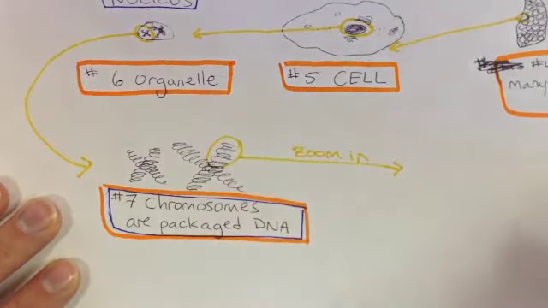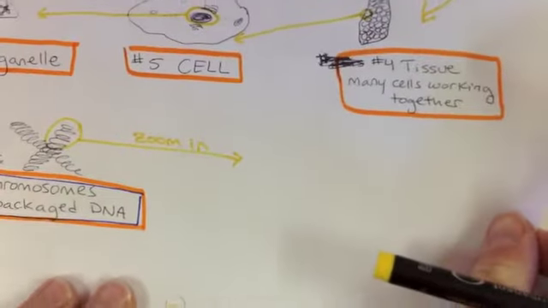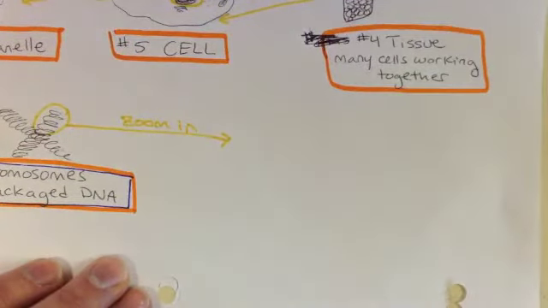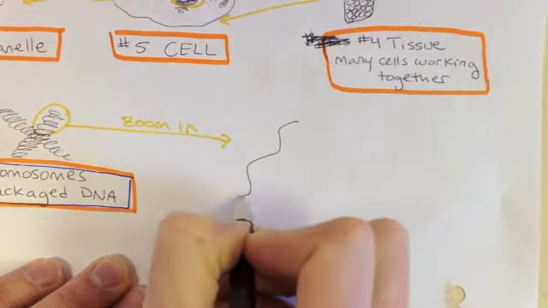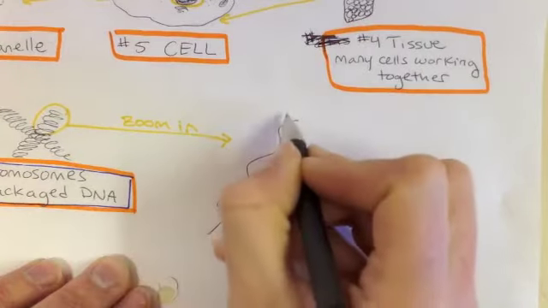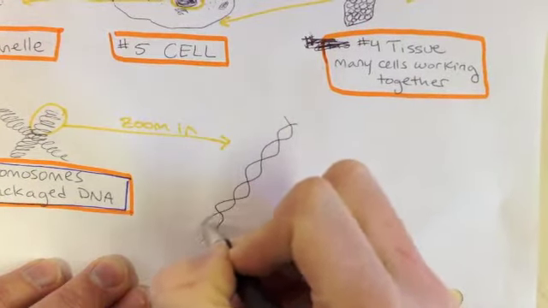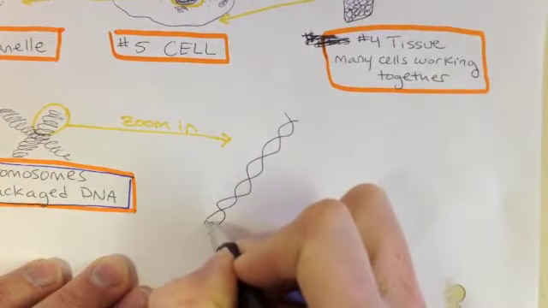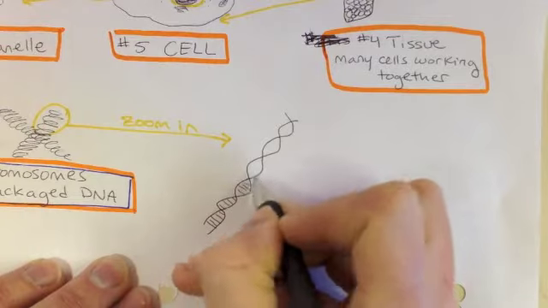Smaller and smaller detail. And this is our DNA. So DNA is in the shape of a double helix. Double means two, so that means it has two sides. And helix means twisted, so it has a spiral shape to it.